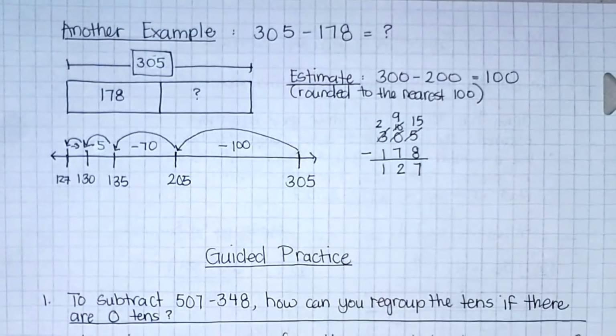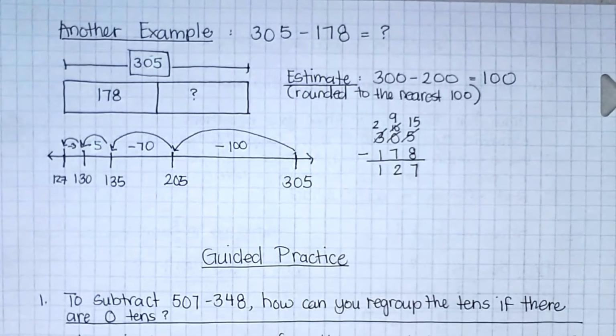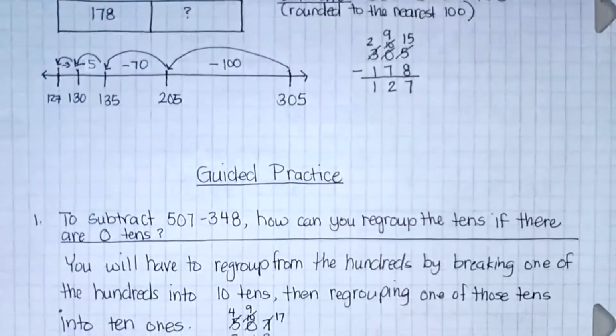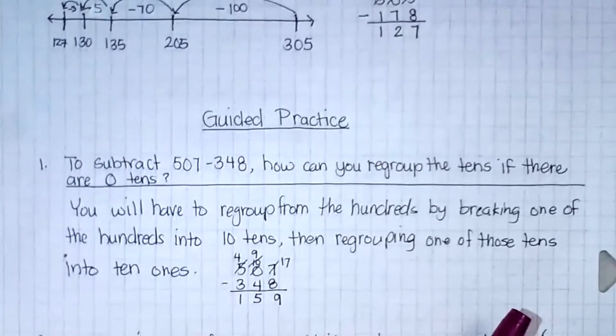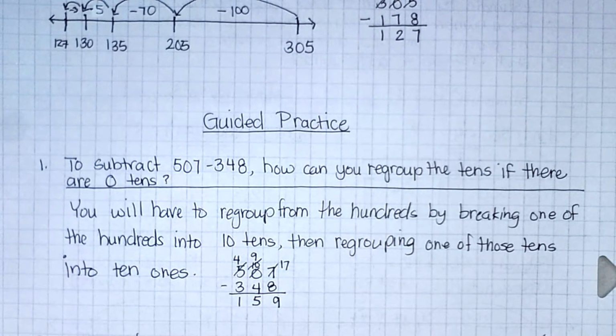Now for our guided practice, number 1 says to subtract 507 minus 348. How can you regroup the tens if there are 0 tens? Well, we're going to have to regroup all the way out to the hundreds by breaking one of the hundreds into 10 tens and then regrouping one of those tens into 10 ones.